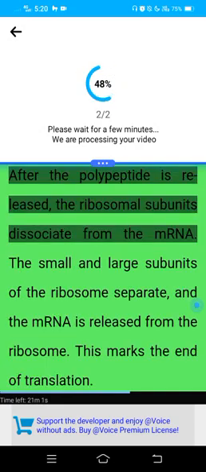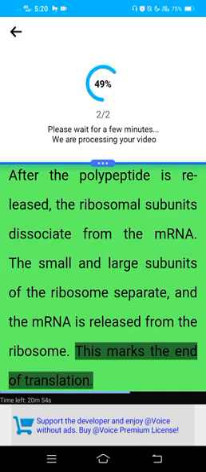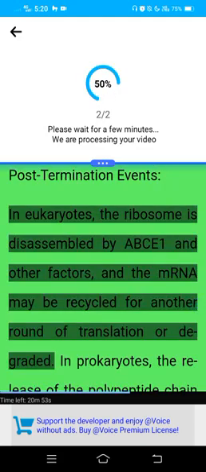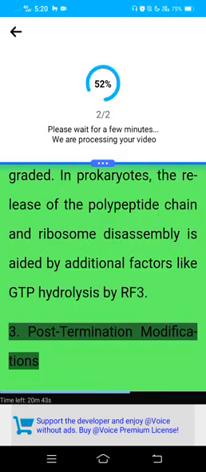Ribosome dissociation. After the polypeptide is released, the ribosomal subunits dissociate from the mRNA. The small and large subunits of the ribosome separate, and the mRNA is released from the ribosome. This marks the end of translation. Post-termination events. In eukaryotes, the ribosome is disassembled by ABCE1 and other factors, and the mRNA may be recycled for another round of translation or degraded. In prokaryotes, the release of the polypeptide chain and ribosome disassembly is aided by additional factors like GTP hydrolysis by RF3. 3. Post-termination modifications.